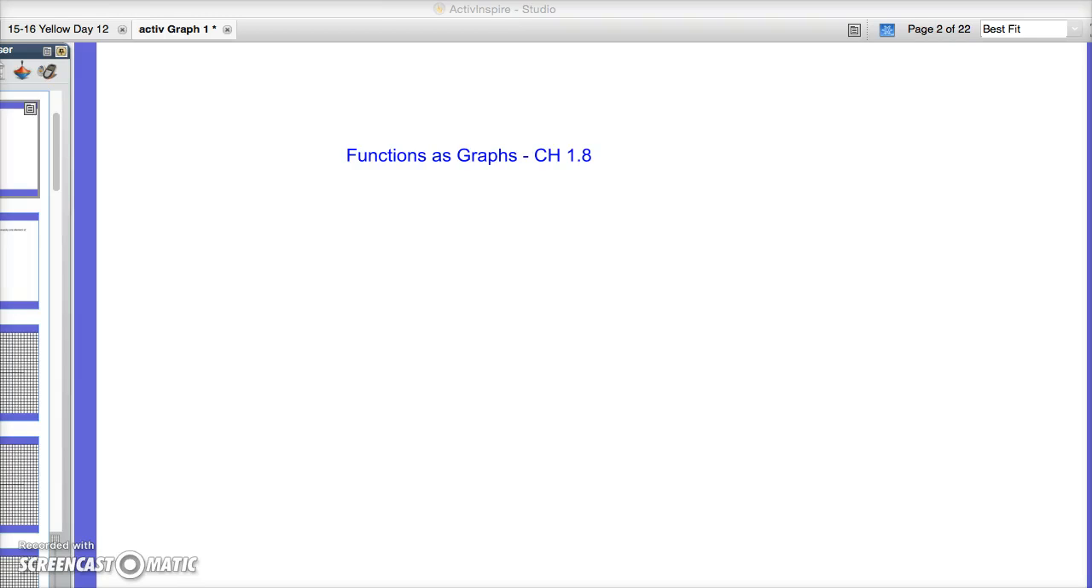Hi, it's Ms. Richmond. Yesterday we talked a little bit about functions and what they are. Today we're going to talk more about functions as graphs. This is chapter 1.8 in your textbook.